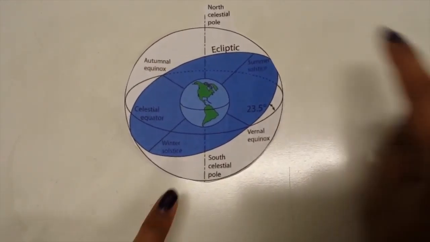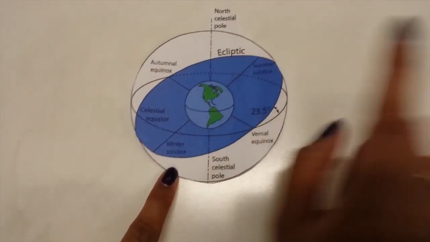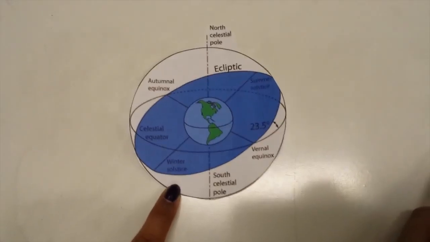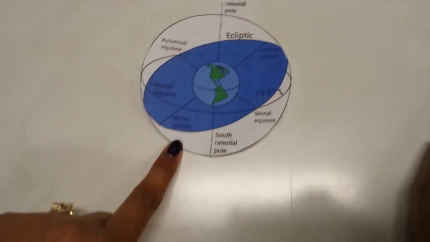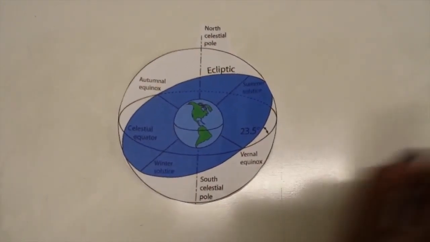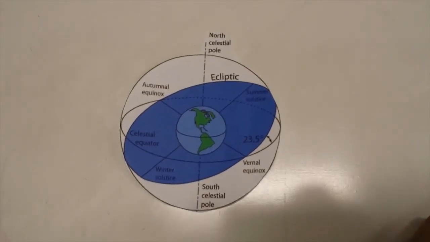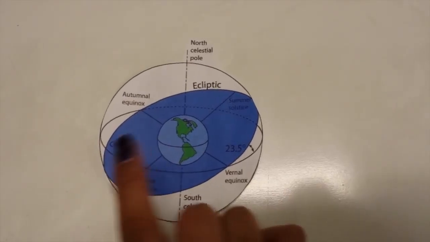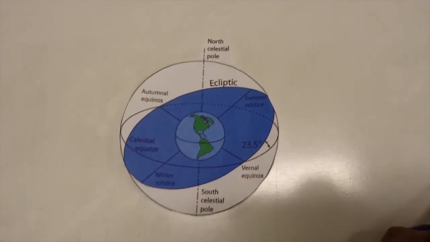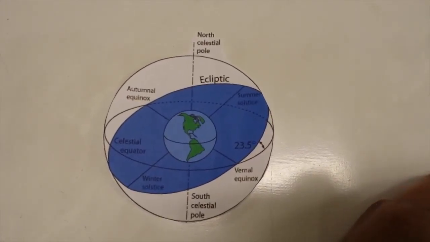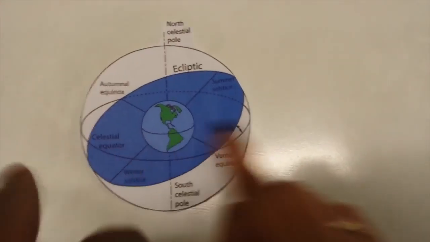From a northern hemisphere point of view, the spring equinox, which is right there, is on March 20th or 21st, and the autumn equinox is on September 22nd or 23rd. On June 21st or 22nd, the date of the summer solstice, the sun appears at 23.5 degrees north of the celestial equator. And then six months later, on December 21st or 22nd, the date of the winter solstice, the sun appears at 23.5 degrees south of the celestial equator.